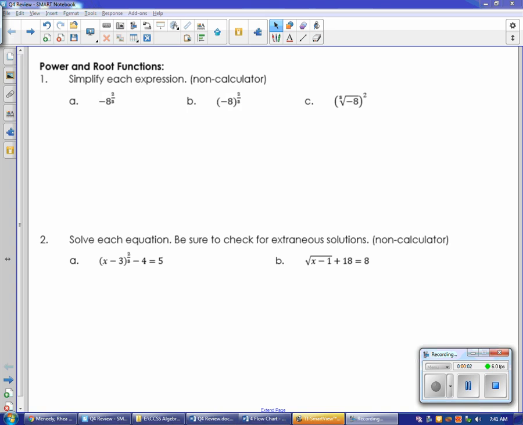Welcome everyone. I'm going to be going through a review for the quarter 4 assessment in Algebra 2. And I'm going to begin by talking about power and root functions.